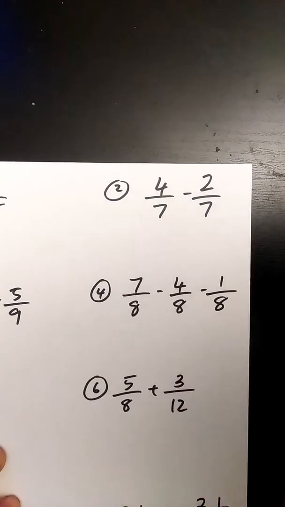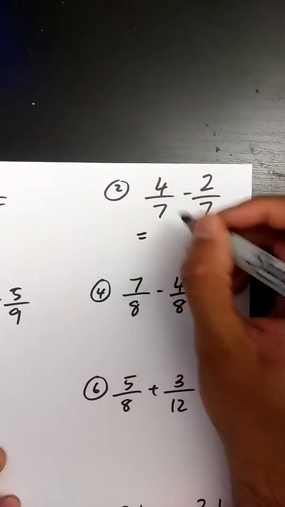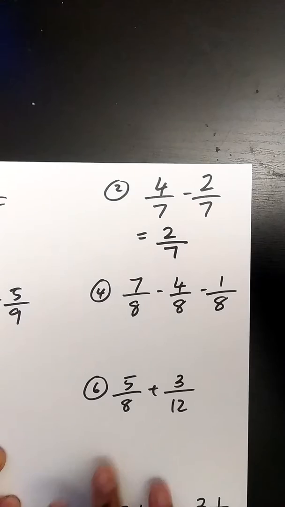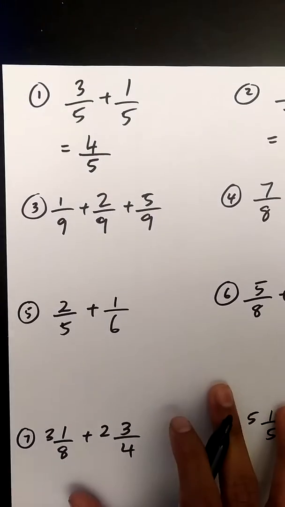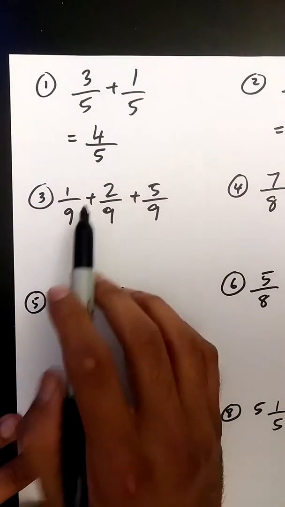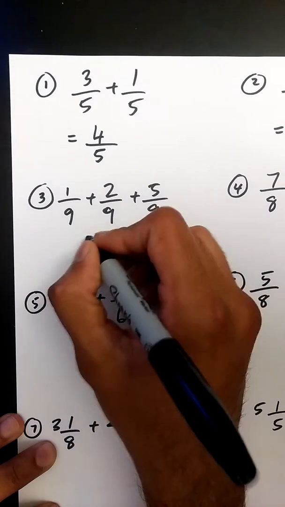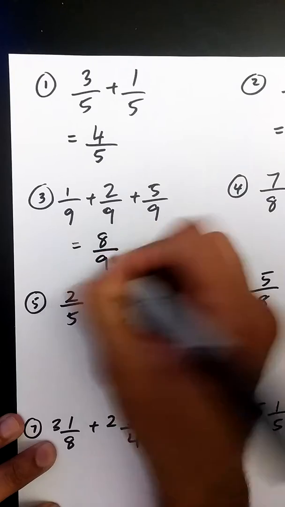Same thing with subtraction. If the denominator is the same, I'm just going to combine the top. So 4 minus 2 is 2. The bottom stays the same as 7. Works with multiple numbers as well. If you have all additions, you can just do 1 plus 2 is 3, plus 5 is 8. And the solution is 8 over 9.